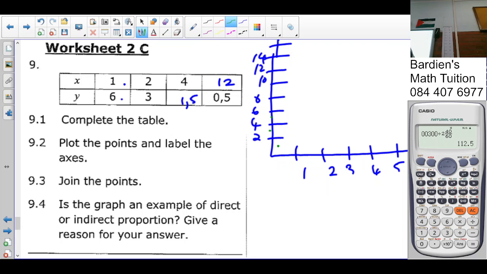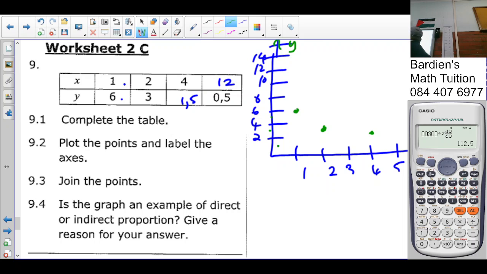We must have done graphs, no? If X is 1, Y is 6. You see that? If X is 2, Y is 3. If X is 4, Y is 1.5. No, this is 1.5.